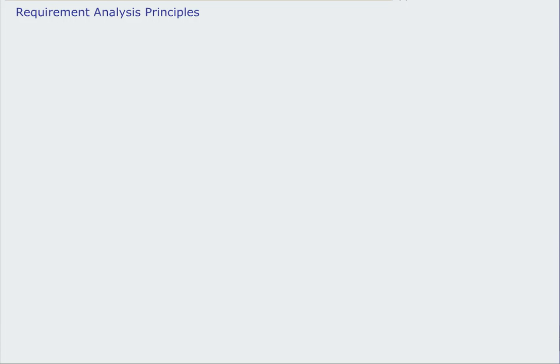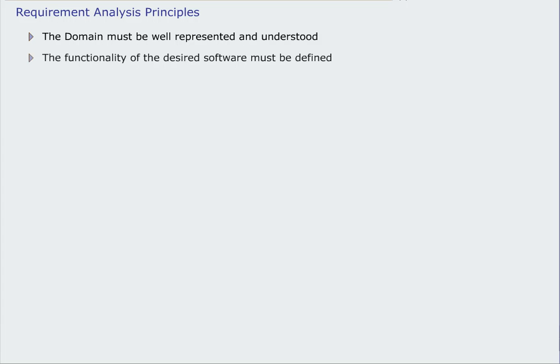The first guideline states that the environment in which software will be deployed and used must be well represented and understood. The second guideline is that the functionality of the desired software must be defined. The third guideline is the behavioral aspect of the software as a consequence of the external events must be clearly represented.